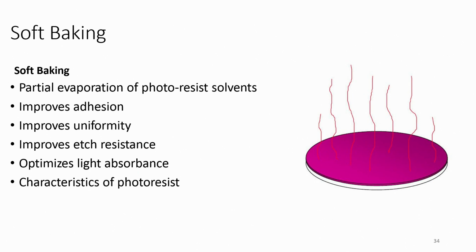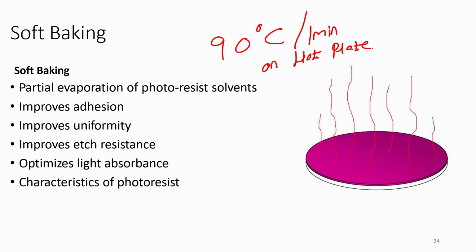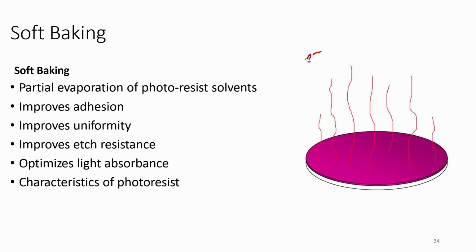So, if you remember, the step in photoresist processing after spin coating is the soft bake. Soft bake, like I said, is 90 degrees, 1 minute, depending on the type of photoresist. 1 minute on what? On a hot plate. So, when we perform soft baking, what is the advantage of soft baking?